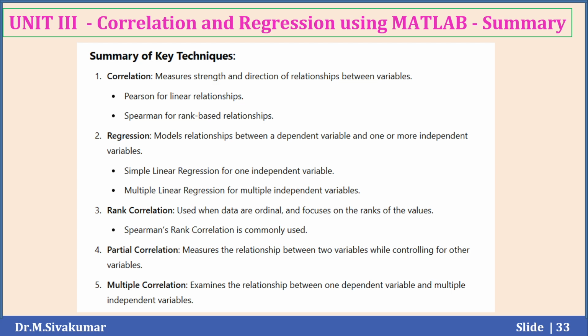What is the summary of these key techniques? Previously we discussed correlation and regression, and in correlation, three types: rank correlation, partial correlation, and multiple correlation. What is correlation? It is used to measure the strength and direction of a relationship between variables. Pearson for linear relationship, Spearman for rank-based relationship, and regression models the relationship between a dependent variable and one or more independent variables. It uses simple linear regression for one independent variable and multiple linear regression for multiple independent variables. Rank correlations are used where data are ordinal and focus on the rank of the values. Finally, Spearman's rank correlation is commonly used for rank correlation. Partial correlation measures the relationship between two variables, and multiple correlation examines the relationship between one dependent variable and multiple independent variables.